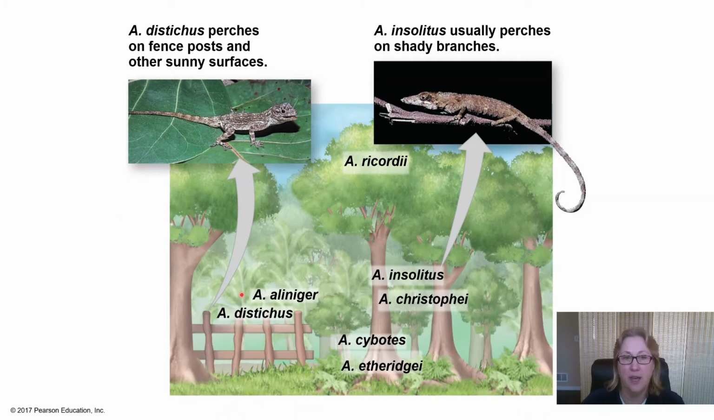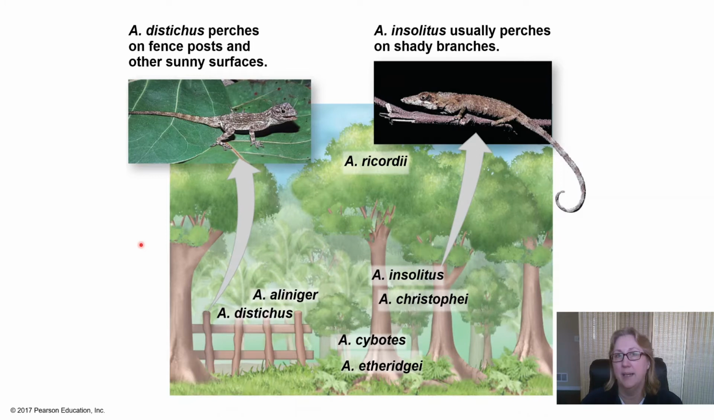So some of them prefer... they all hunt insects. They all have that similarity. But some of them prefer to live high in the tree canopy. Some of them prefer to live on the ground. Some of them live on the trunks of the trees. Some of them prefer shade. Some of them prefer sun.